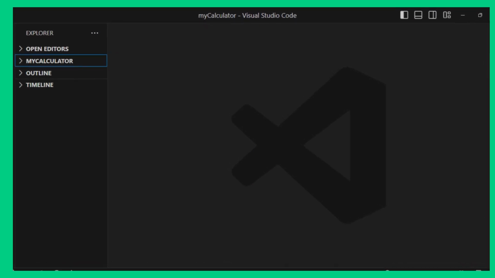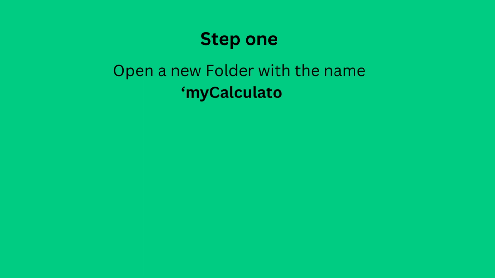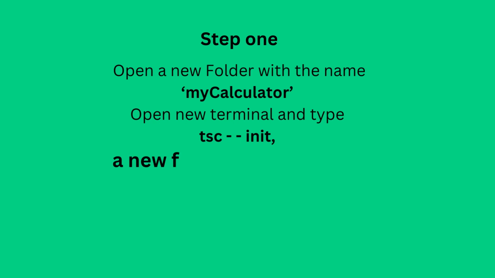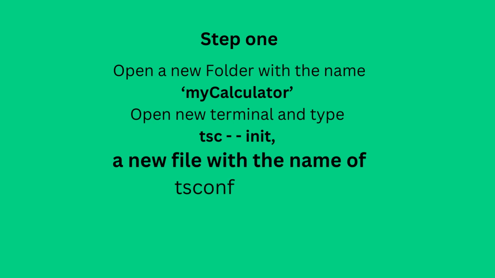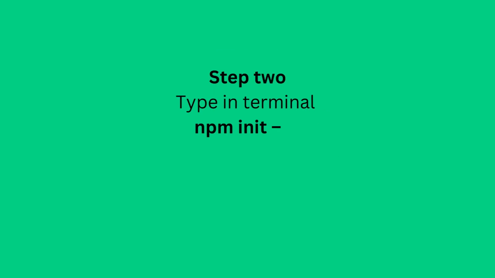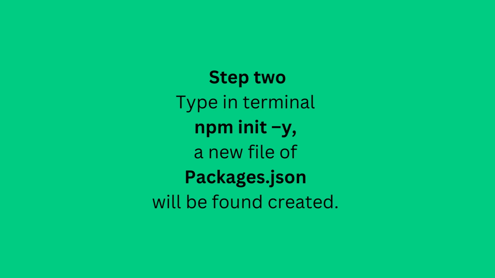Let us start. Step 1. Open a new folder with the name MyCalculator on any drive of your laptop and open it in Visual Studio Code. Open a new terminal and type tsc --init in it. A new file with the name tsconfig.json will be created in the MyCalculator folder, which is also called the MyCalculator directory. Step 2. Type in the terminal npm init -y, and a new file, package.json, will be created.